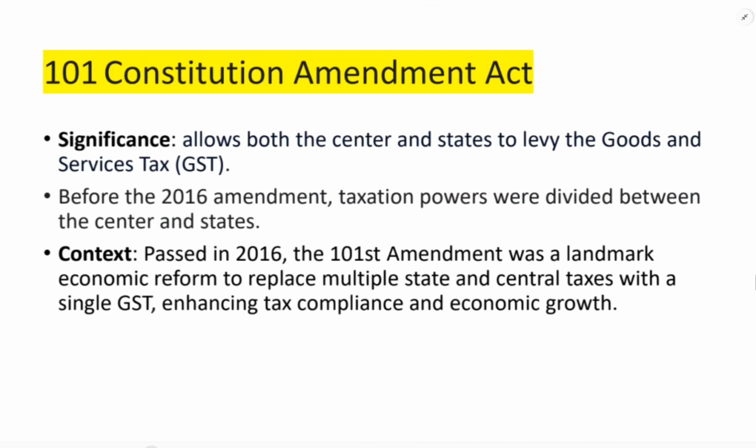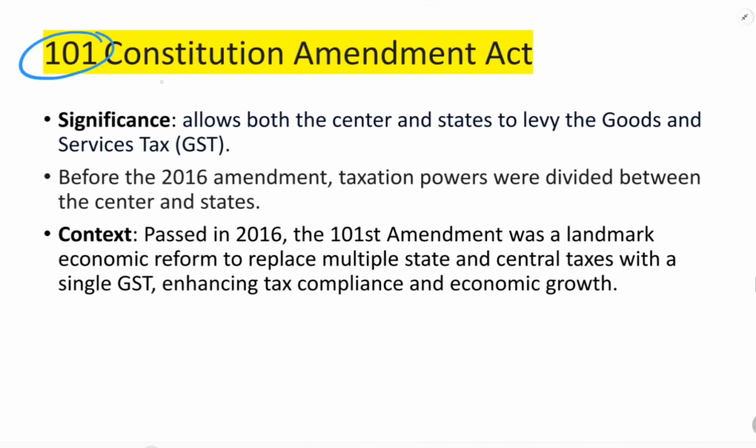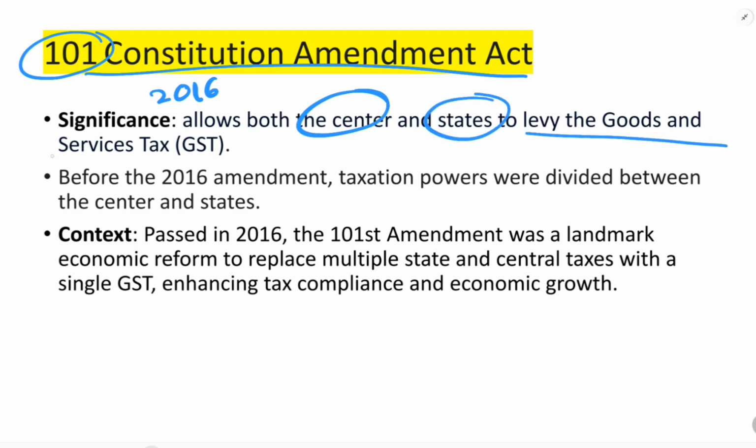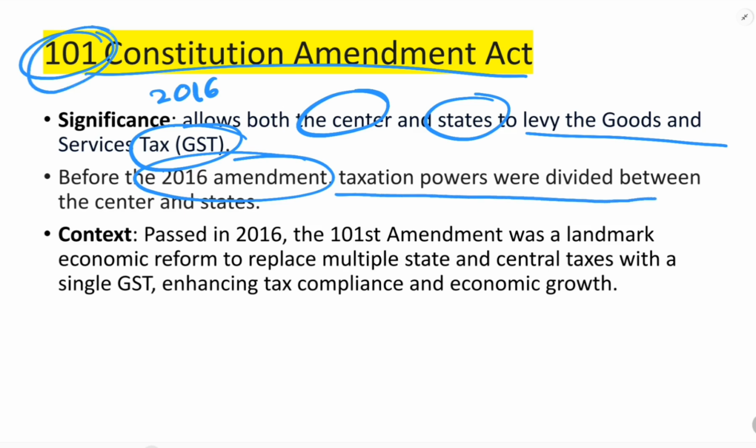Okay. Next we'll see the 101st Constitutional Amendment Act. It was passed in 2016. Through this amendment, it allows both the center and states to levy the goods and service tax, that is GST. Before the 2016 amendment, that is before the 101st Constitutional Amendment Act, the taxation powers were divided between the center and the state. After the amendment, both have got the power to levy the goods and service tax, that is GST.